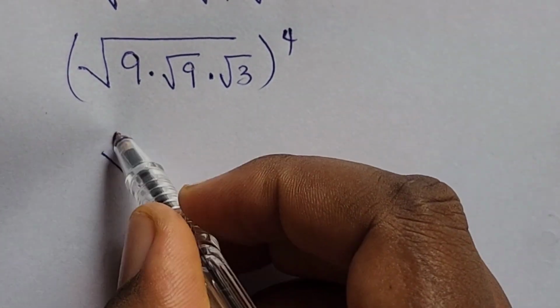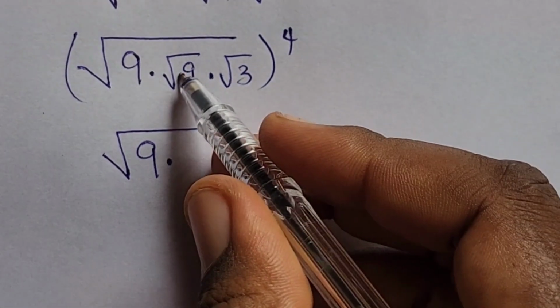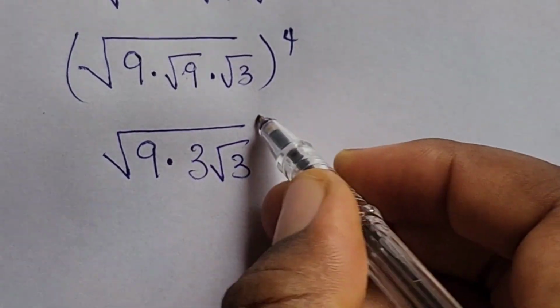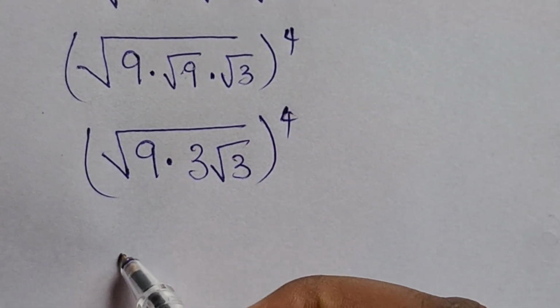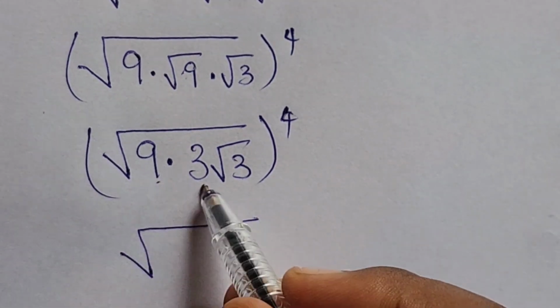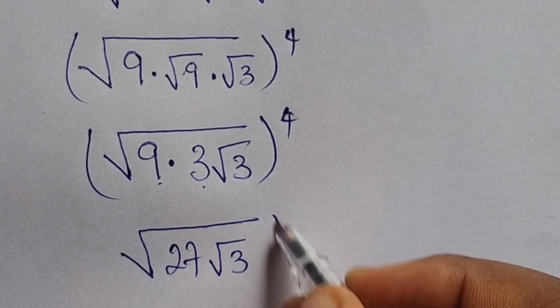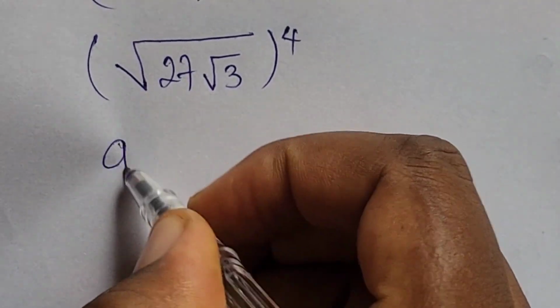So this will give us the square root of 9 times square root of 9. We have 3 root 3, all to the power of 4. So we have 9 times 3, which is 27 root 3, all to the power of 4.